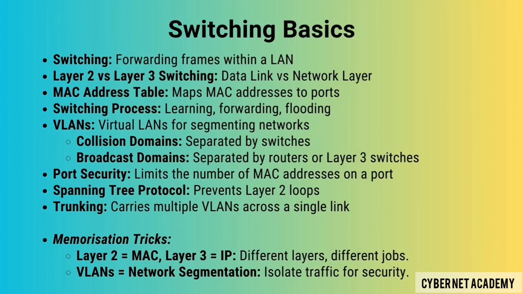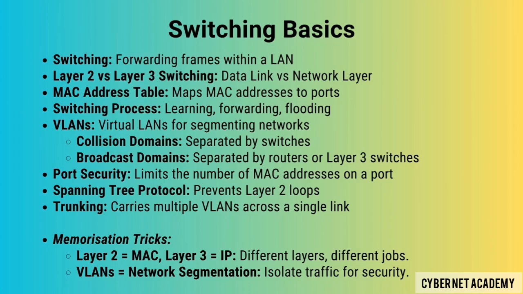The switching process involves 3 key steps: learning source MAC addresses, forwarding frames to known destinations, and flooding unknown unicast frames to all ports except the source. We have layer 2 switching, which operates based on MAC addresses, and layer 3 switching, which can also handle IP routing. VLANs are used to segment networks logically, improving security and performance.